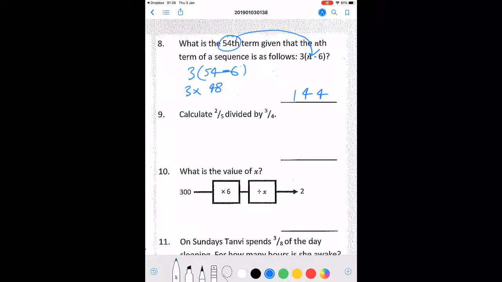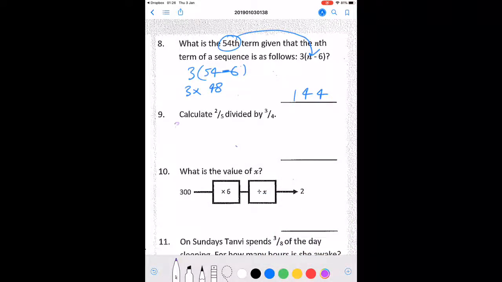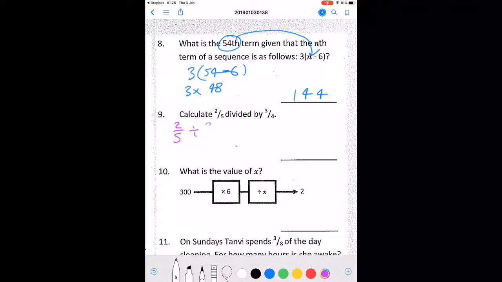It says calculate 2/5 divided by 3/4. Now, when we divide by fractions, the divide sign is quickly converted into a times sign. The second fraction is turned upside down, as long as everything's already in either proper fractions or top-heavy fractions. So that's all good. So now the question quickly gets converted to 2/5 times 4/3.